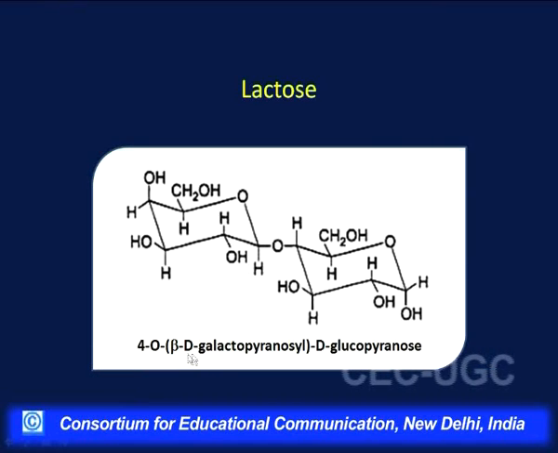What is linked is beta D galactopyranosyl. The galactopyranose ring becomes galactopyranosyl, and it is the beta bond. So, beta D galactopyranosyl D glucopyranose, and again there can be alpha and beta anomers on this carbon.